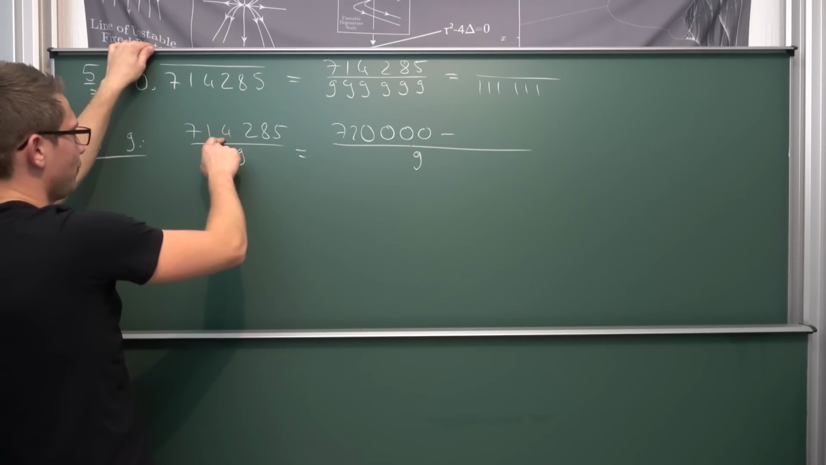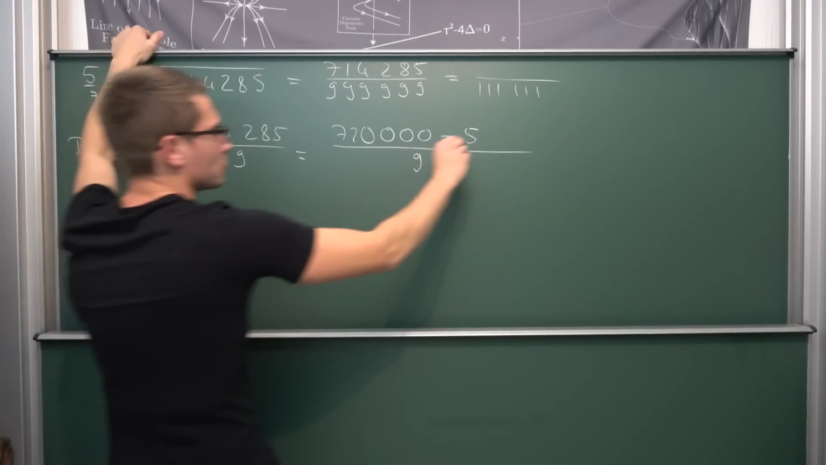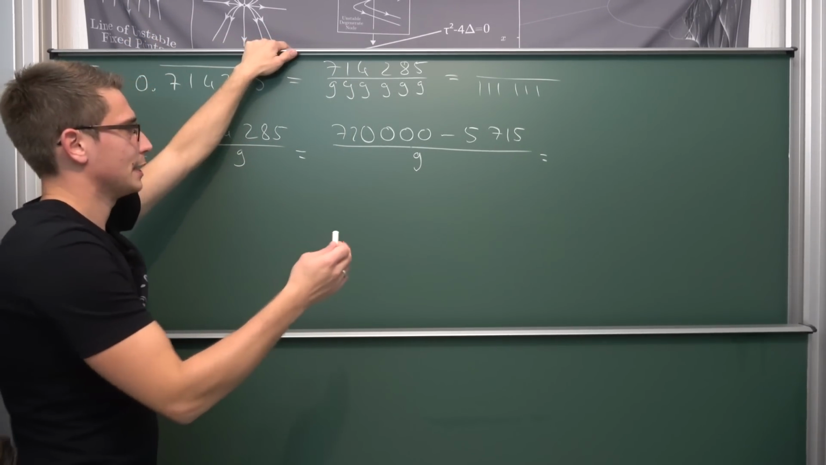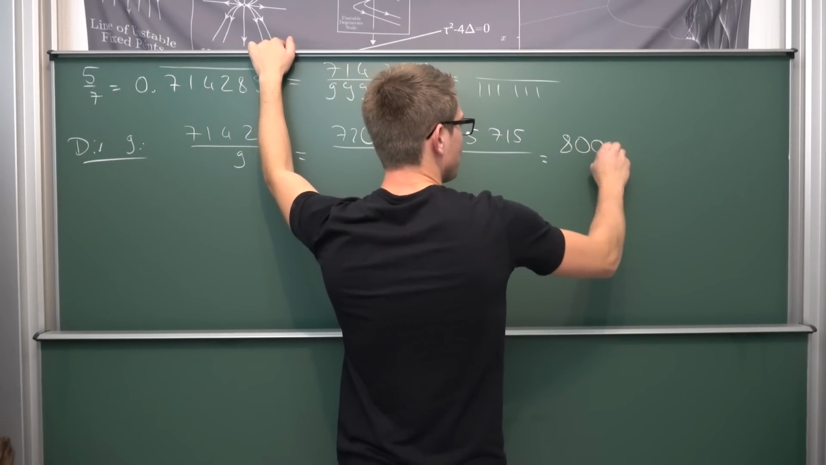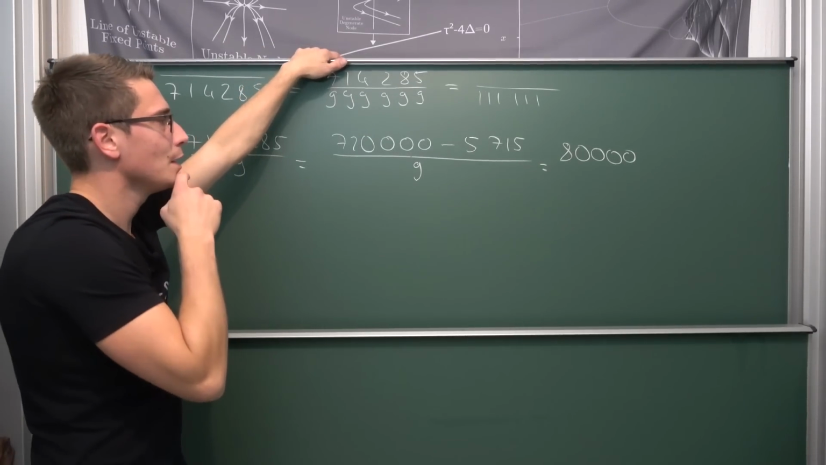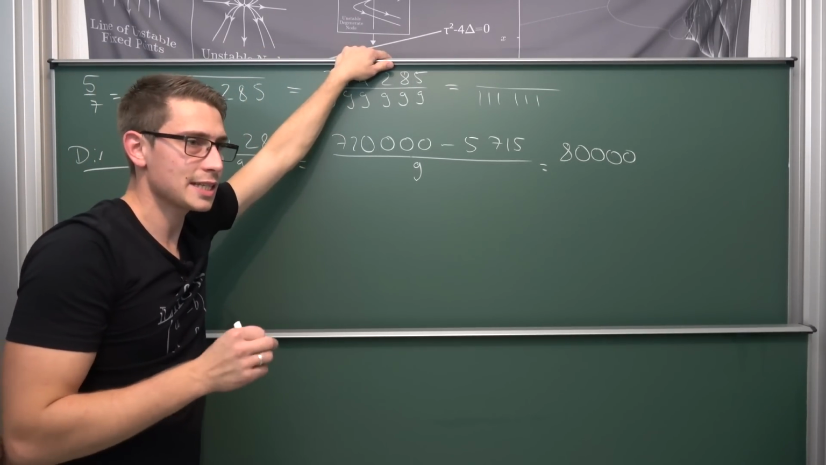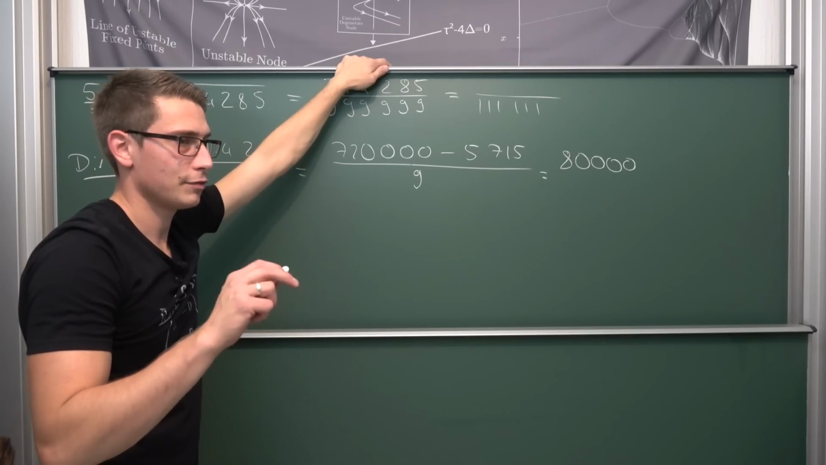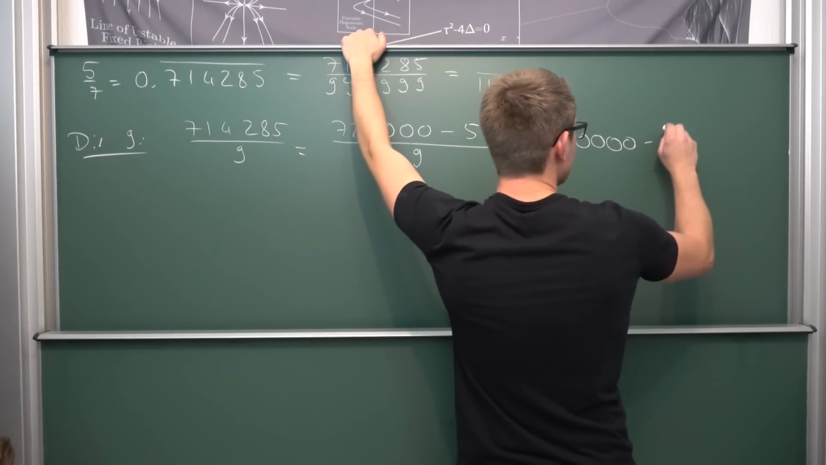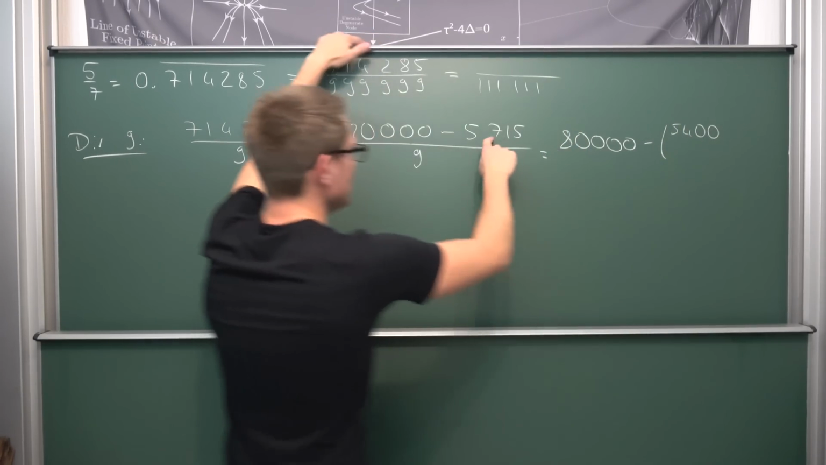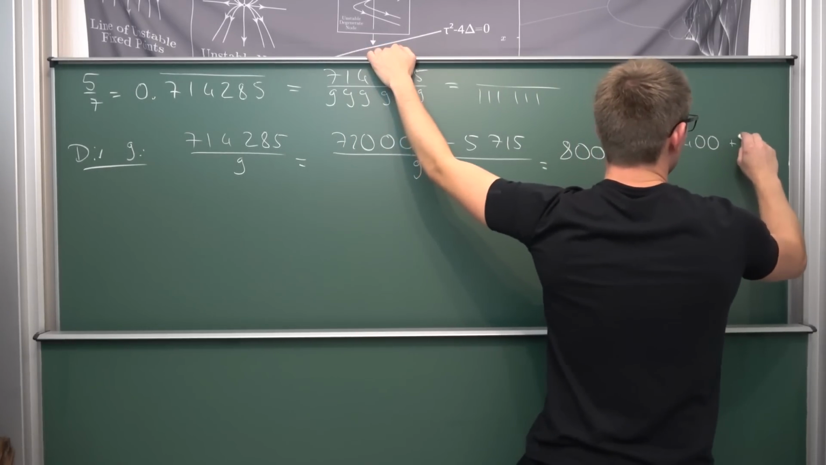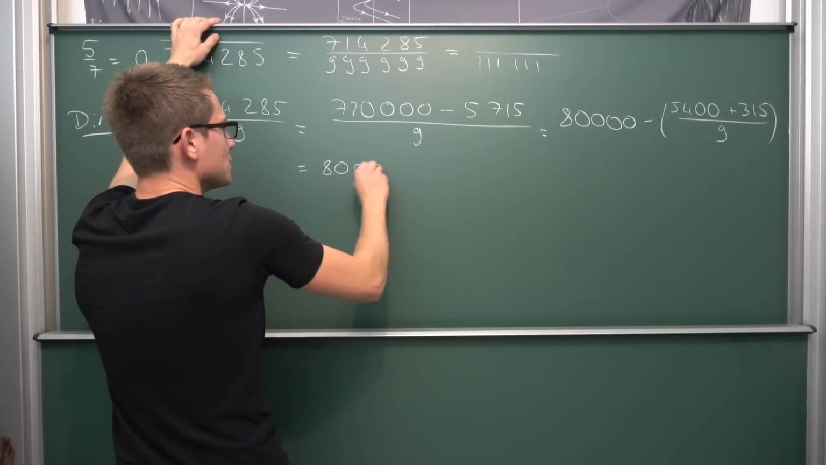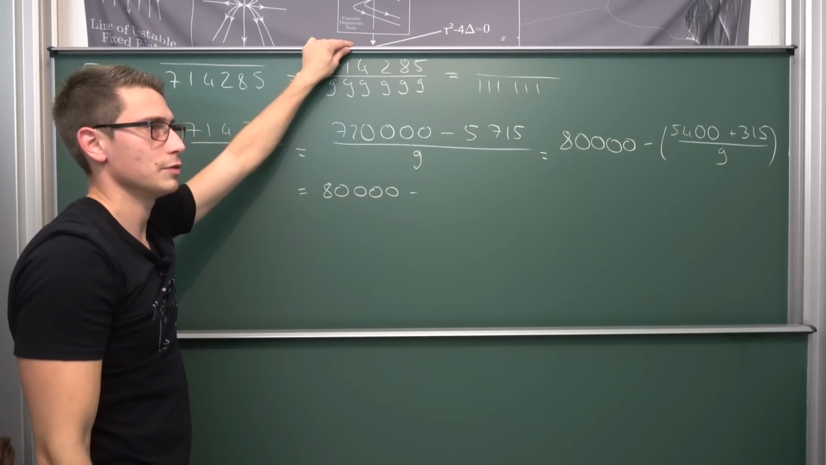Now, what we need is 5,715. Okay, thus far, that's good. Meaning, dividing 720,000 by 9 is going to give us 80,000. And then we get negative 5,715. What's the next nice number which is divisible by 9 next to 5,715? 5,400 definitely, so negative 5,400, but how much is missing to get to this number? 315, I suppose, divided by 9.